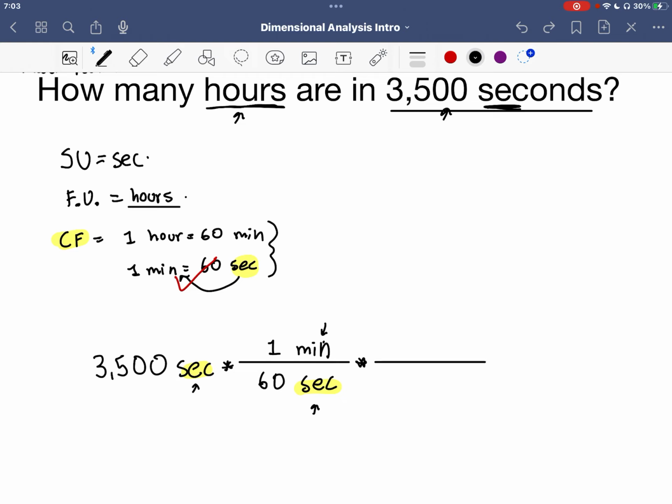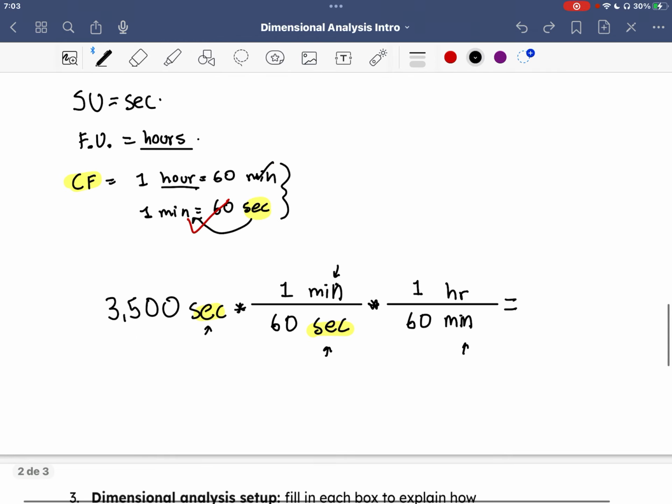So I do that again. I had minutes on top, and so in order to cancel, I'll need the same unit on the bottom in the next conversion factor. So units on the bottom, so that's going to be minutes. In minutes, I'll be able to convert directly to hours. So units on the bottom, units on top, and then I add in my numbers. 1 hour is equal to 60 minutes. And so now I have the math.